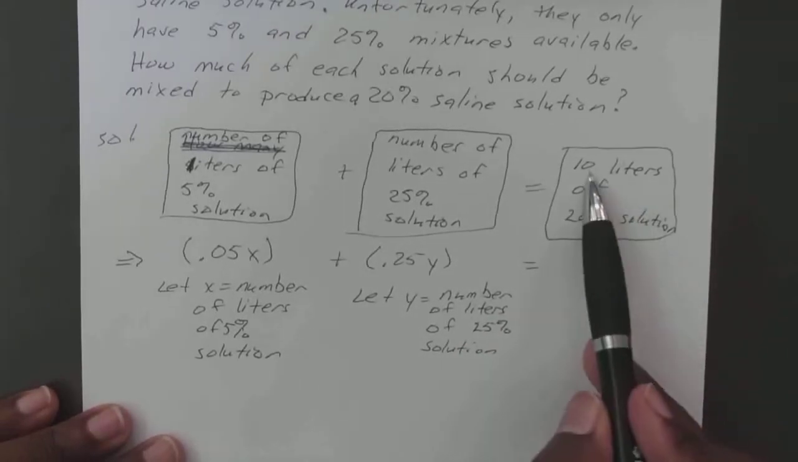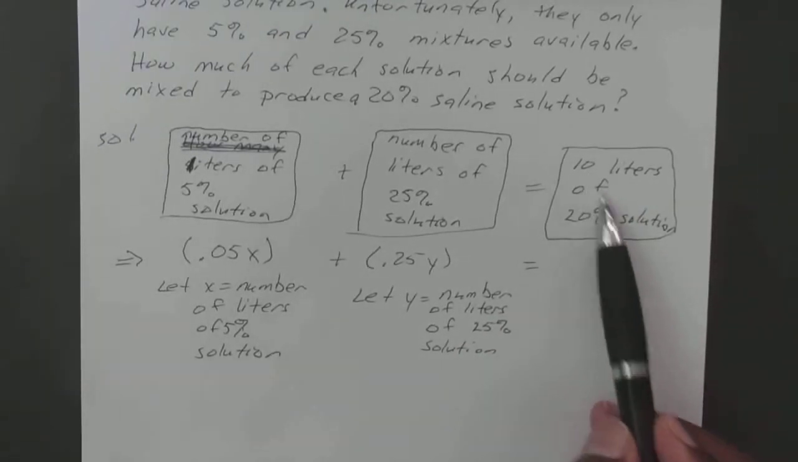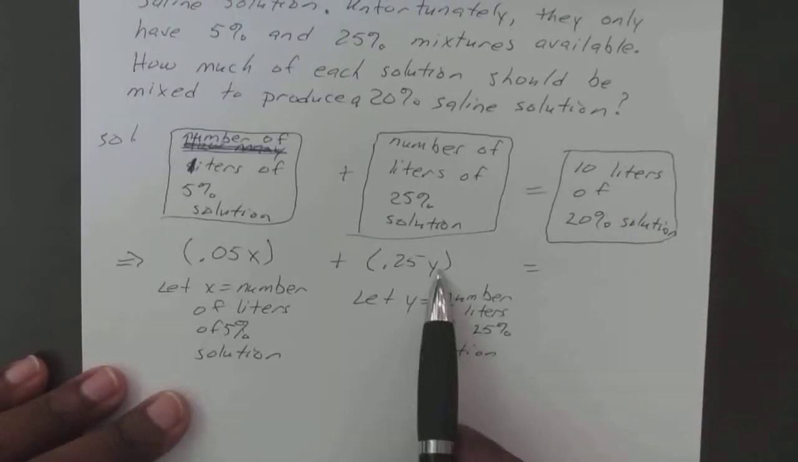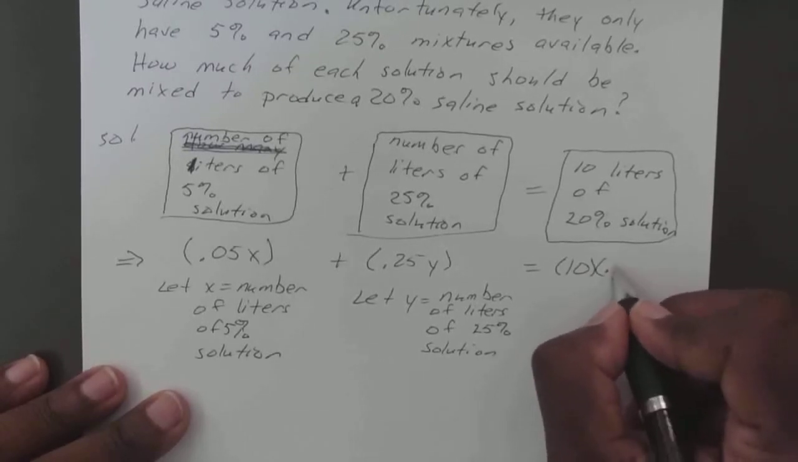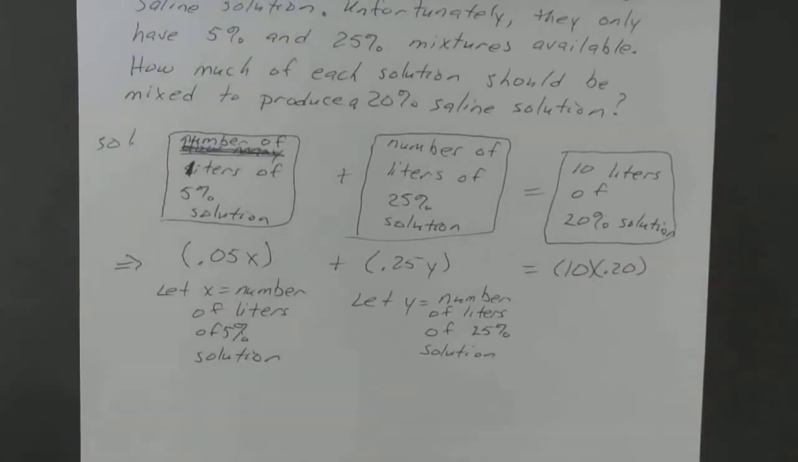And that will equal, well, we already know we have 10 liters of the 20% solution. That's what we're trying to get, so we don't have to put a variable there. It's just 10 times 0.20. Remember, any percentages you have to convert to decimal. So that's why the 5% became 0.05 and the 25 became 0.25. You just moved the decimal to the left twice. Any questions on that setup? Hopefully it made sense.